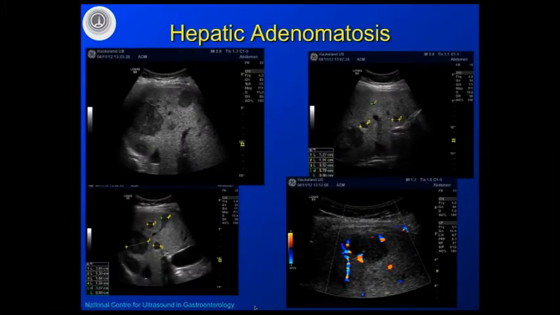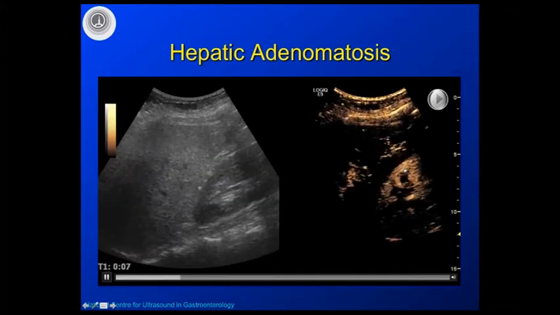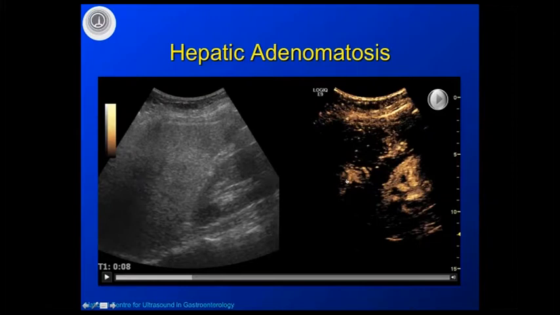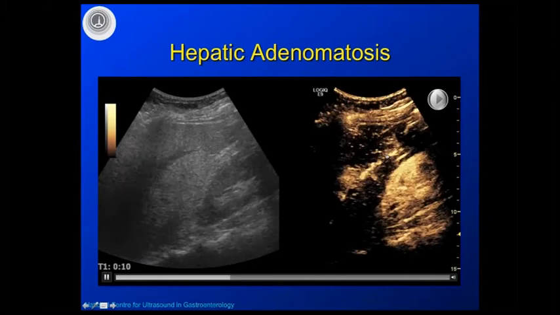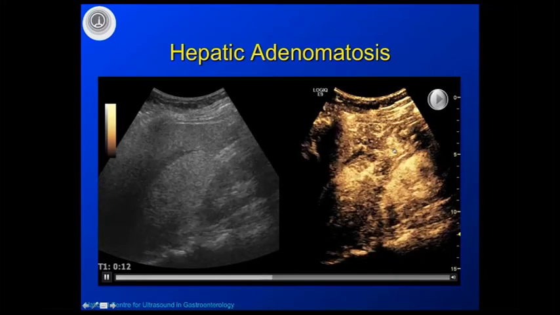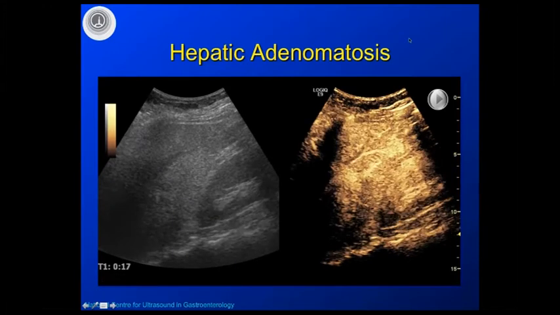Hepatic adenomatosis is a very infrequent disorder, but in some patients we can find numerous tumors in the liver, and this is one of these patients. And you can also suspect a feeding artery here coming up. And when we use contrast-enhanced ultrasound, we can find that some of the tumors are actually also interlinked with a common artery. In this case, two tumors are easily seen in these patients with hepatic adenomatosis.